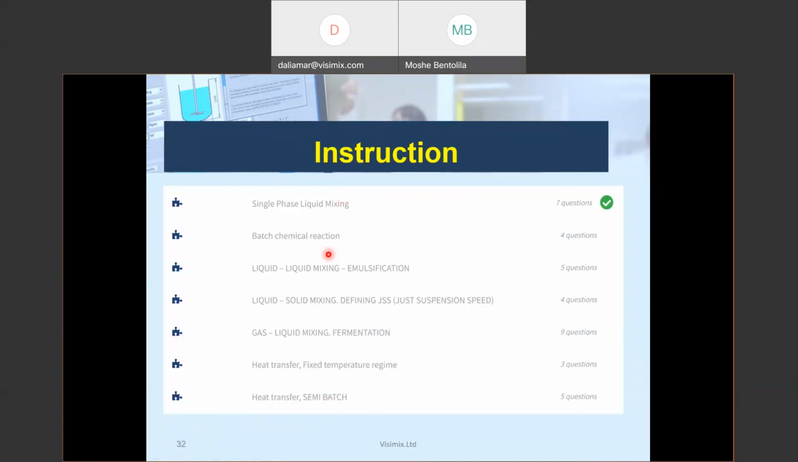You see, here are 7 tests: single phase, batch reaction, liquid-solid, liquid-gas, heat transfer, and heat transfer semi-batch for runaway reactions, and take care about how to manage it, okay, for safety. So we have around 7 tests. You see, in this case, I succeeded to do 1 test. There we have 7 questions, okay? Some of them are yes or no, numbers, very simple ones. And it is based on the VisiMix file that you will generate.